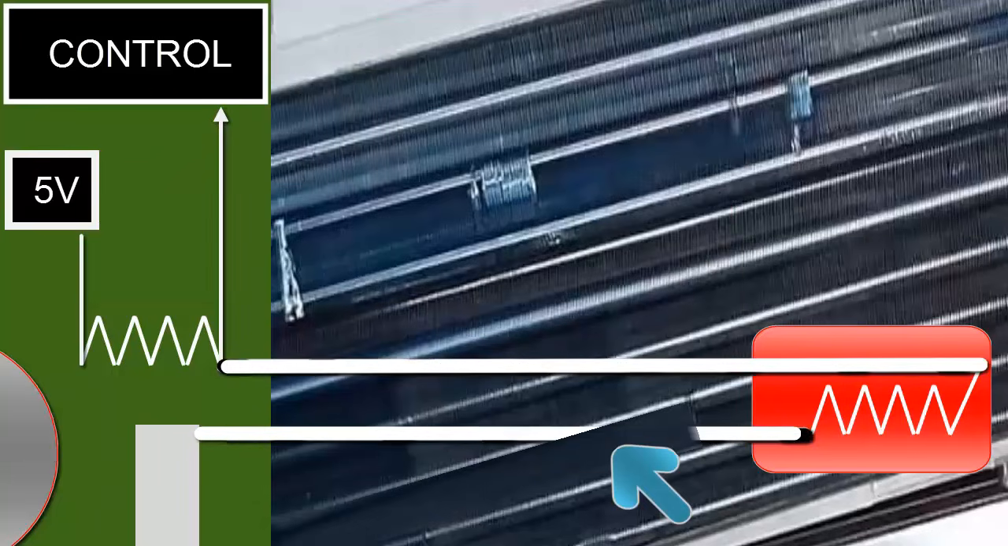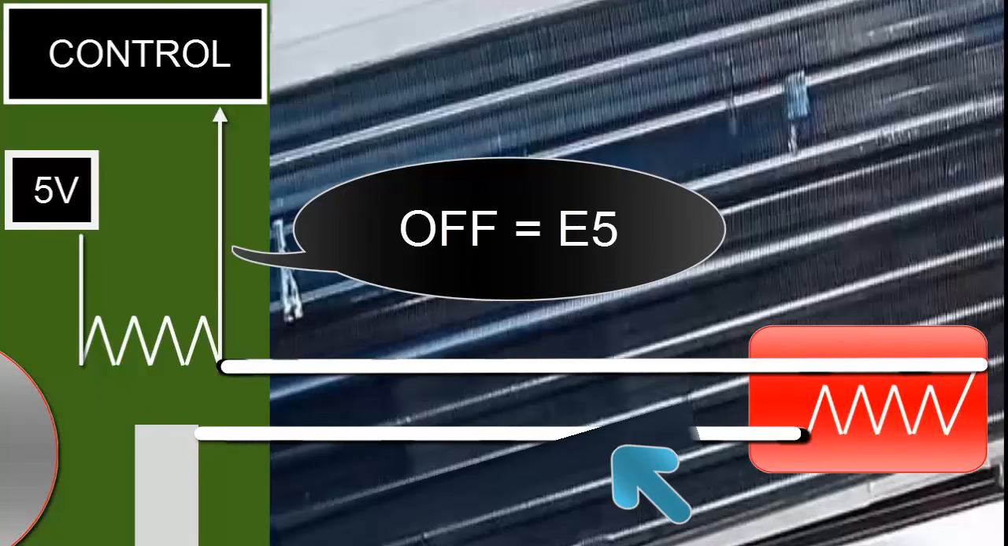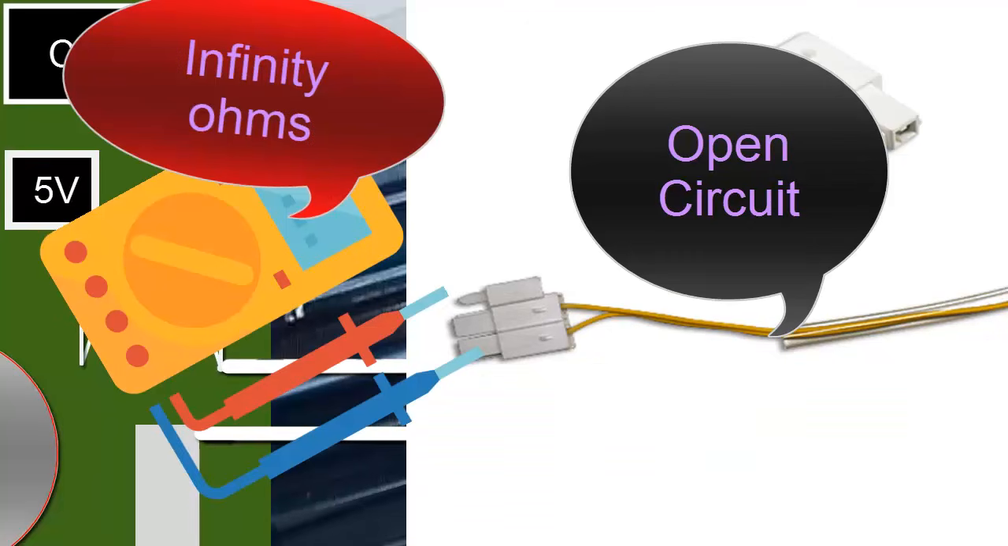8. When the temperature sensor is broken, the electronic board continues to supply voltage to the sensor, but there is no current flow because the circuit is open. The problem is detected due to the lack of signal in the voltage divider, and the E5 error is displayed on the air conditioner panel. 9. The open circuit of the sensor can be diagnosed using a multimeter that measures electrical resistance in kiloohms. When disconnecting the sensor, the reading should never be infinite.